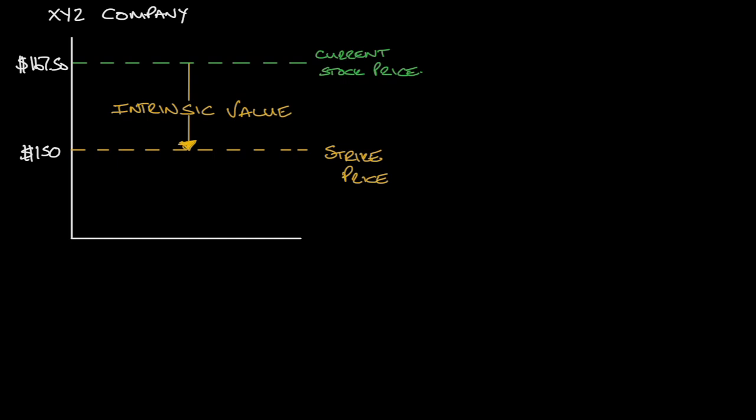Because our strike price is in the money, we could exercise the option and own the shares of XYZ at $150 per share. We could then immediately sell the shares at the current stock price of $167.50, giving us a profit of $17.50. So the call option has an intrinsic value of $17.50.